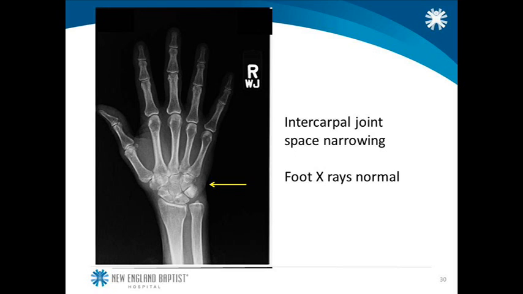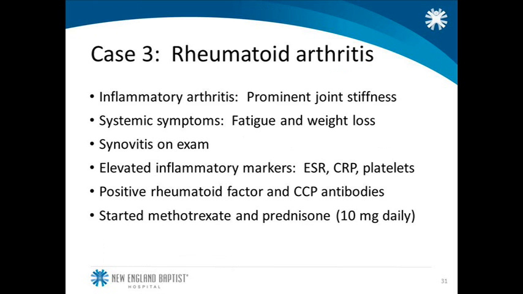This is an image from her initial joint films showing intercarpal joint space narrowing, so narrowing of the bones within her wrist. She does not have erosions or apparent damage to other joints, and her foot x-rays were normal. So this patient also has rheumatoid arthritis. She presented with an inflammatory arthritis with prominent joint stiffness and did have synovitis on exam. She had systemic symptoms, including fatigue and weight loss, elevated inflammatory markers, a positive rheumatoid factor, and CCP antibodies. And she was started on methotrexate and prednisone and is improving.